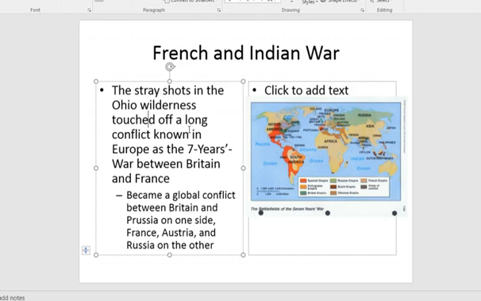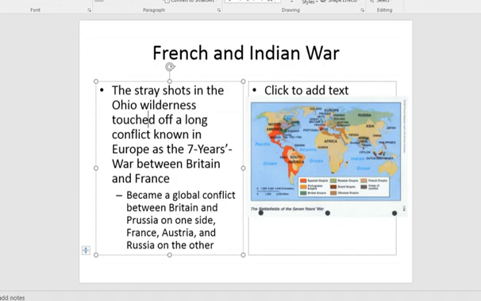Think about the Paxton Boys. Think about how the Powhatans were almost wiped out after a series of treaties with the Virginians. This is something that's been going on for a long time, and the natives do not trust the British settlers. They see the British settlers as coming in wanting to take their land. The French, on the other hand, are allies. They're working with the Native Americans. So that's why we call it the French and Indian War.